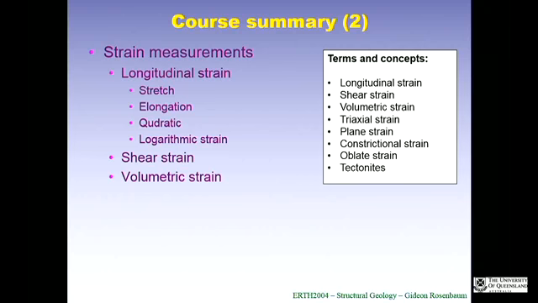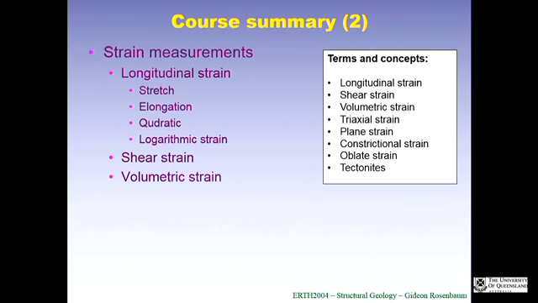The other strain measures that we talked about are shear strain and volumetric strain. We talked about strain in three dimensions, triaxial strain, and in two-dimensional plane strain. And simple shear, for example, is a situation where we actually have strain in two dimensions. We essentially move one block relative to the other, and material is not moving in the third dimension. So we have strain in two dimensions.